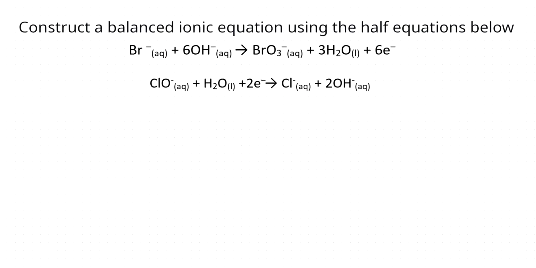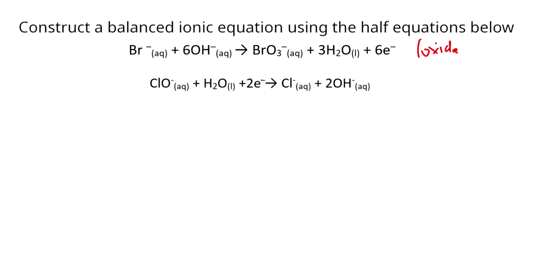The second example that we'll be considering for today's lesson is this: construct a balanced ionic equation using the half equations shown below. So we have this, the first equation here is an oxidation reaction. And that is because electrons are lost. So this is an oxidation reaction.